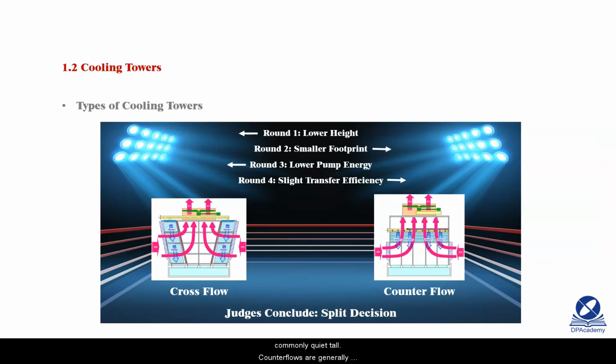So which is the right cooling tower to use? Both types of cooling towers have their pros and cons. Cross-flow are generally lower in height, where the counterflows are commonly quite tall. Counterflows are generally smaller in footprint. Crossflows have lower pump energy as they do not require to push water through nozzles. Counterflow have slightly higher transfer efficiency as water and air are passing counter to each other. Thus, it's a split decision and the cooling tower should be selected specifically for your project.